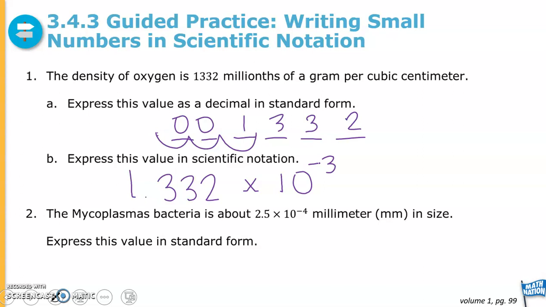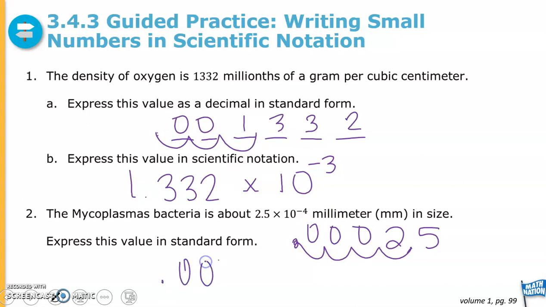The Mycoplasma bacteria is about 2.5 times 10 to the negative 4th millimeters in size. Express this number in standard form, which is the opposite of what we just did to get it into scientific notation. If I start with the number 2.5, the negative 4 says it's small, so I'm moving that decimal 4 times to the left. 1, 2, 3, 4. Now it's there, and I'm filling any blanks with zeros. So in standard form, that number is 0.00025.